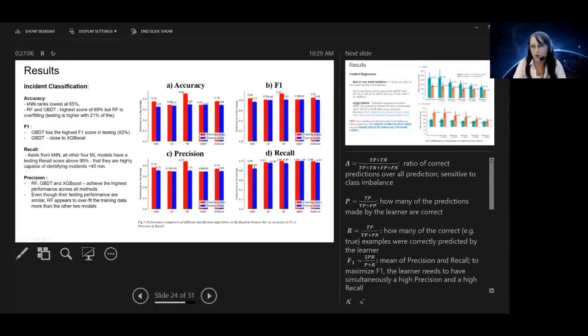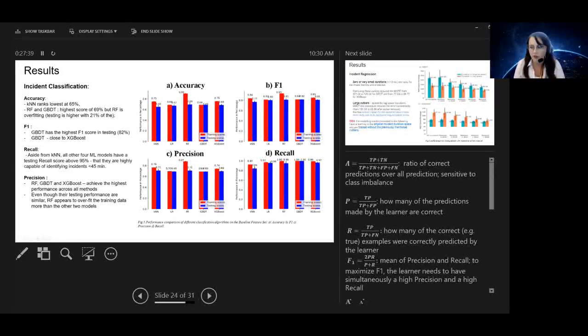So some results, these are the results for the incident classification. These are the plots of accuracy, F1, precision and recall for all the machine learning models that you see here. If you look individually, for example, let's have a look at accuracy. You realize that KNN is the worst performance, right? And then you have random forest, for this case, which gives you the higher score. However, have a look, random forest here is basically a bit overfitting.